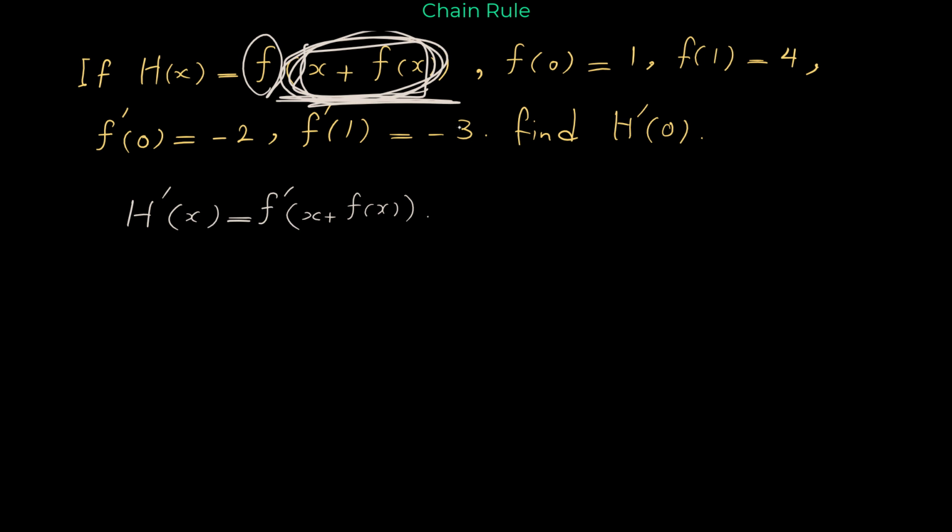What is derivative of this? Derivative of x is 1. Don't forget to put a bracket. 1 plus derivative of f of x is f prime of x, and this is derivative of inside.